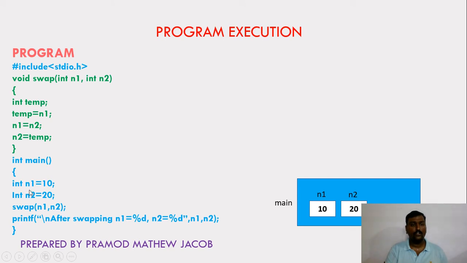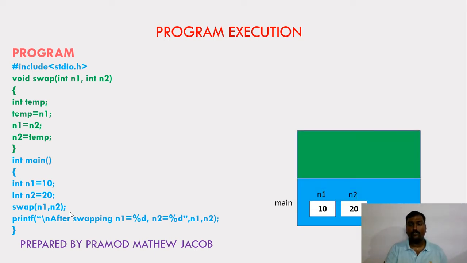Next we are going to call the swap function, swap of n1 comma n2, that means swap of 10 comma 20. So we are again calling a function. Whenever a function is called, a new stack frame is created. On the top of the stack a new stack frame is created and it is named swap, and whenever a stack frame is created, a static link is created from the new stack frame to the stack frame from which the function is called.